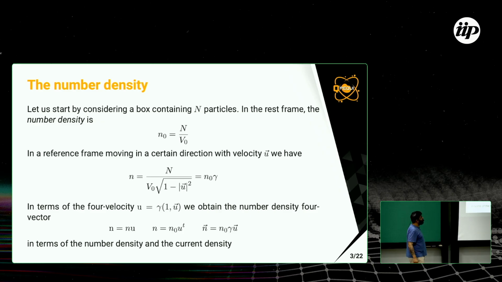V naught is the volume in the rest frame. So in a reference frame moving with us in a certain direction, that's going to be the density of this guy. So because of Lorentz contraction, the density increases. That is a very nice problem regarding this, a side note.